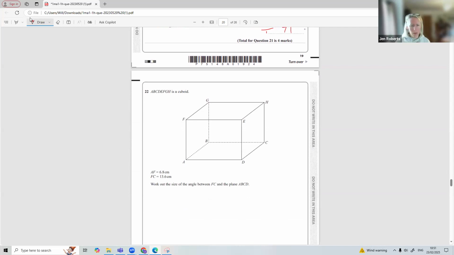Work out the angle. Ooh, 3D trigonometry with our calculator. AF is 6.8. F to C. Work out the size of the angle between FC and the plane ABCD. So it's where that line touches your rectangle. It's asking for this angle here. You see that that's a right angle triangle in there. And we know F to C is 13.6.